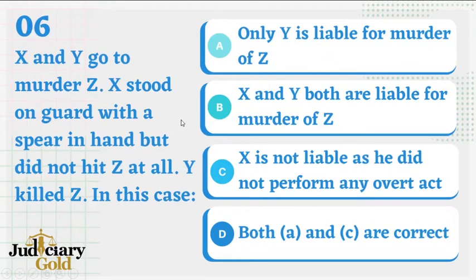Moving on to the next question. X and Y go to murder Z. X stood on guard with the spear in hand but did not hit Z at all. Y killed Z. In this case, option A: only Y is liable for murder of Z. Option B: X and Y both are liable for murder of Z. Option C: X is not liable as he did not perform an overt act. Option D: both option A and option C are correct. The answer is option B.